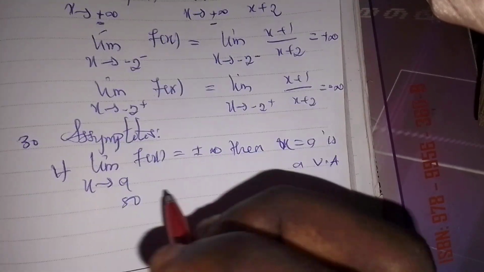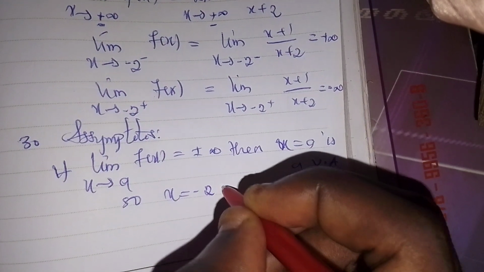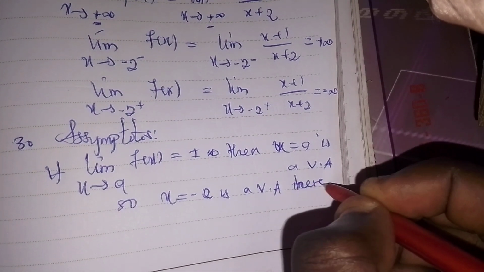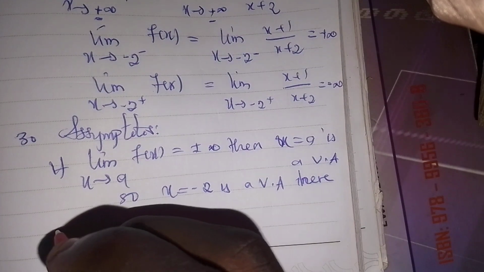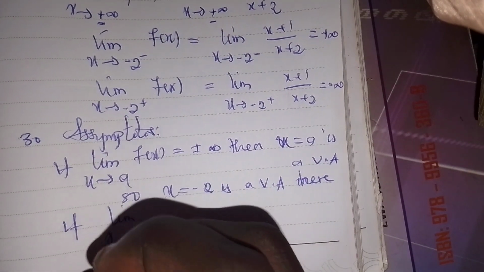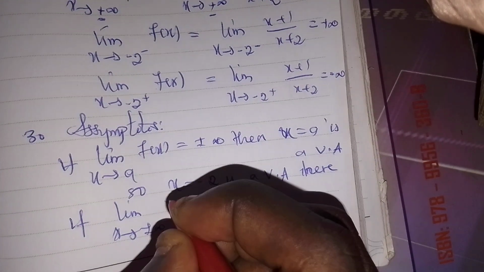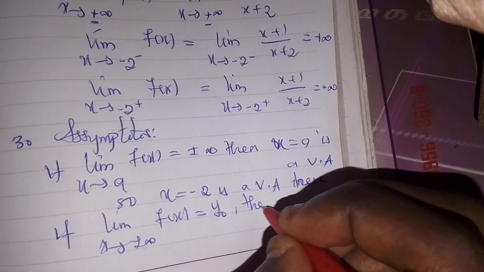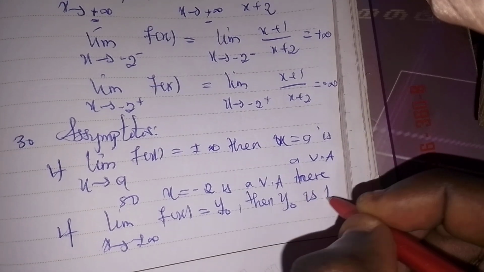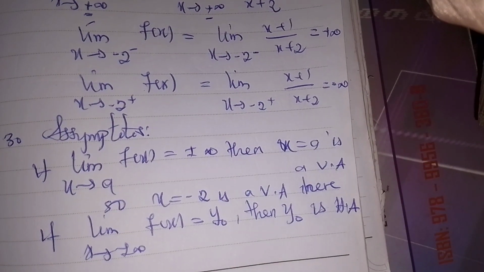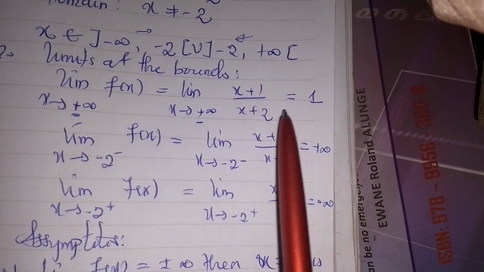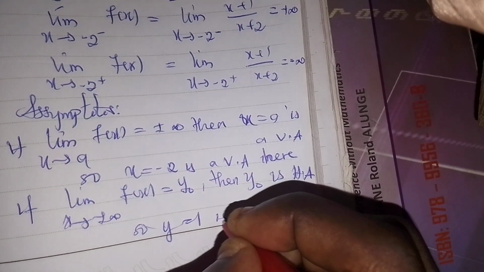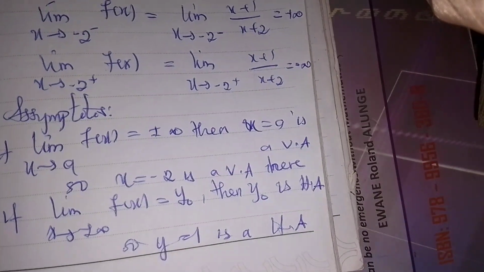So x equal to minus 2 is a vertical asymptote in this case. Okay, now what about horizontal? If the limit as x goes to plus or minus infinity of the function is equal to a real number, then this real number is a horizontal asymptote. In this case, the limit at plus or minus infinity is 1. So it means that y equal to 1 is a horizontal asymptote.